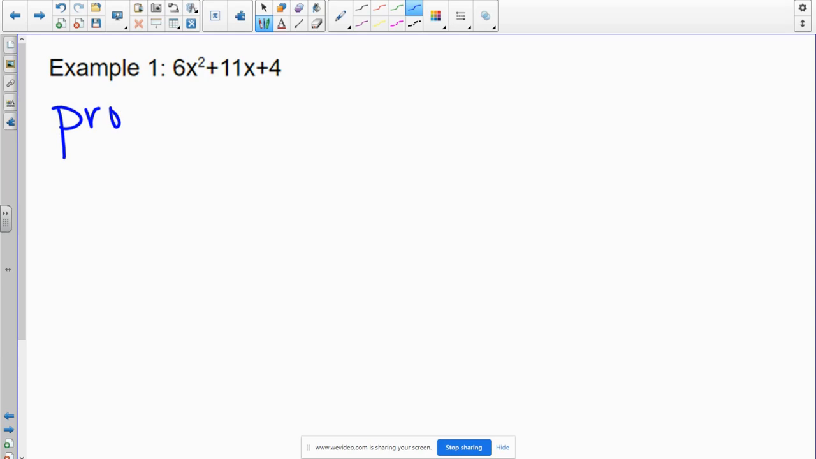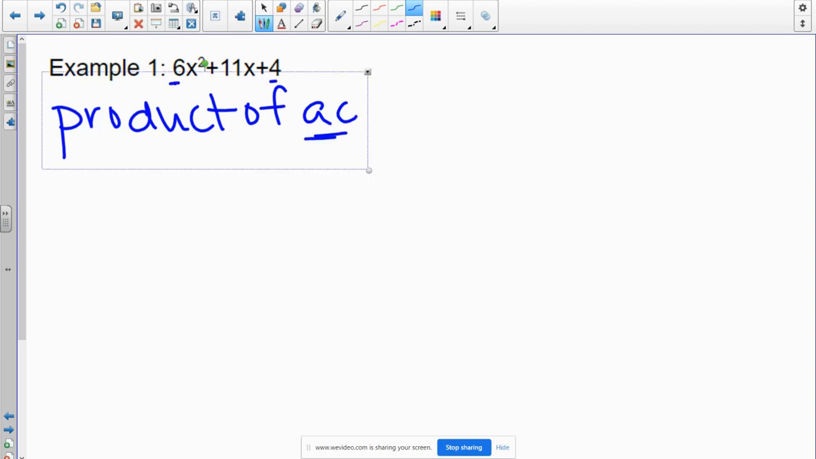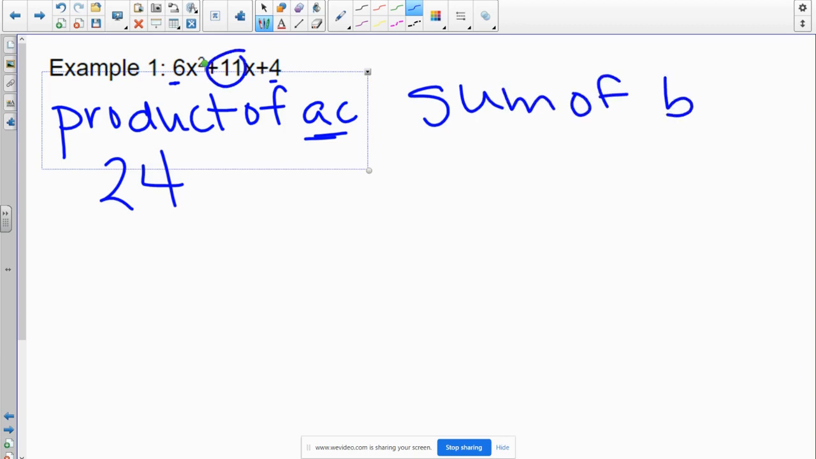So you're going to think about kind of like we did in the last lesson. You're going to think of products, but this time it's the product of A and C multiplied together. So in this case, that's 6 times 4, and 6 times 4 is 24. And then you're going to think of a sum of B. In this case, same thing we did last time, it has to be 11. So you have to think of factors that multiply to get 24, but when you add them, it's going to give you 11. Well, 3 times 8 is 24. 3 plus 8 is 11.